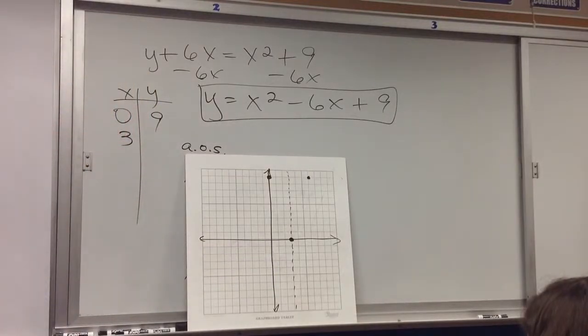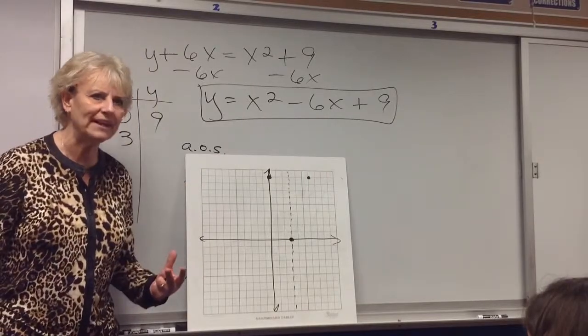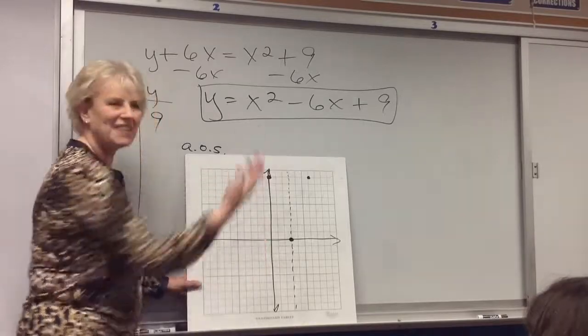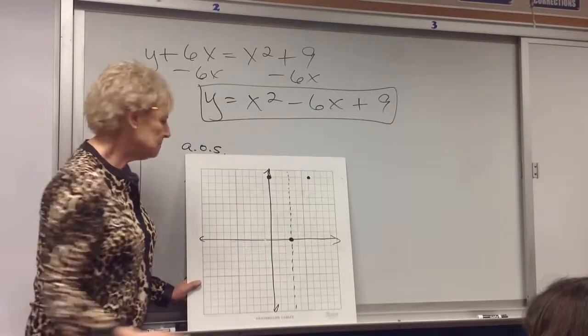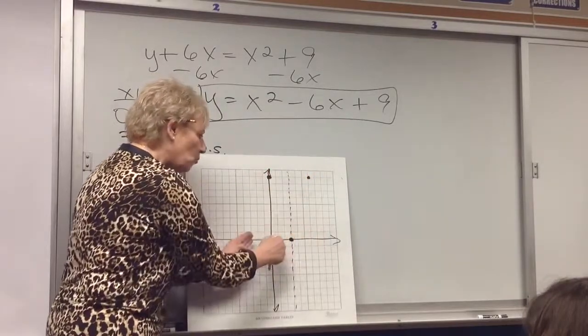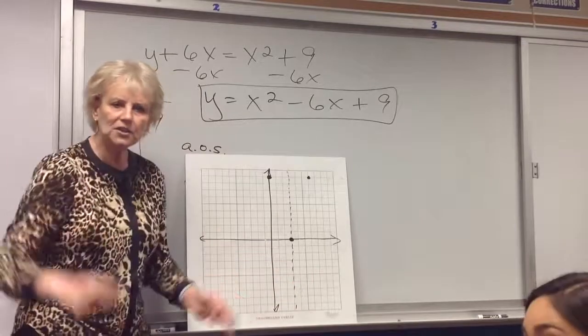Now, here is where kids struggle. You have to come up with a reasonable point. Would -1 be reasonable? No, because it'll take you off the chart. Try a positive one, something between here. It doesn't matter, 1, 2, or 4.